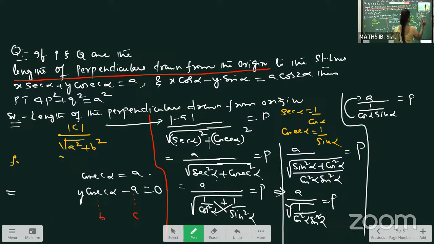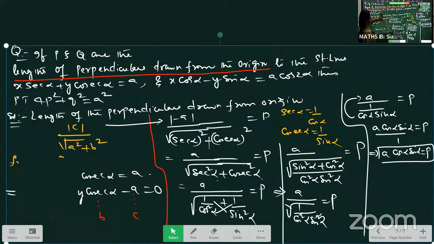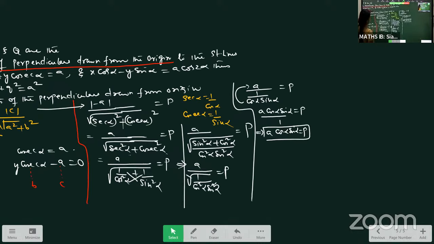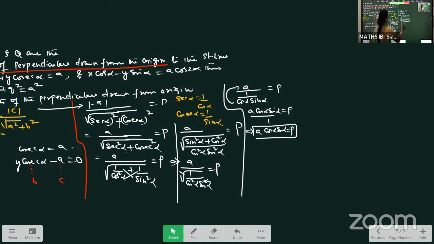Make it reverse. Then here A cos alpha sin alpha by 1 is equal to P. No need to write down the 1. Then this is A cos alpha sin alpha is equal to P. Okay, keep this one like this. See, here what we got finally: P is nothing but A cos alpha sin alpha.